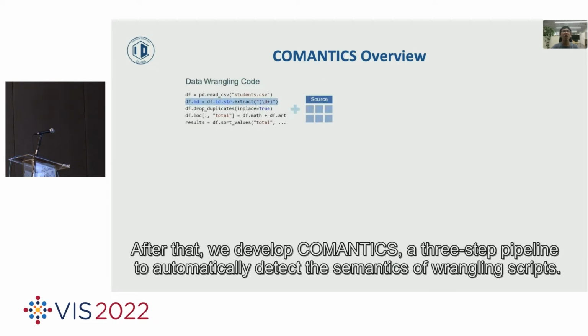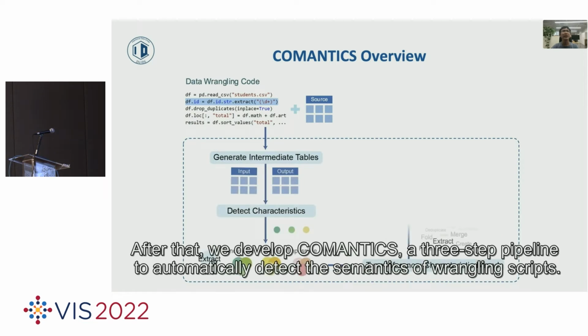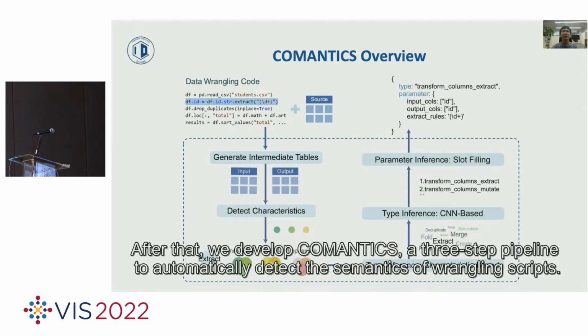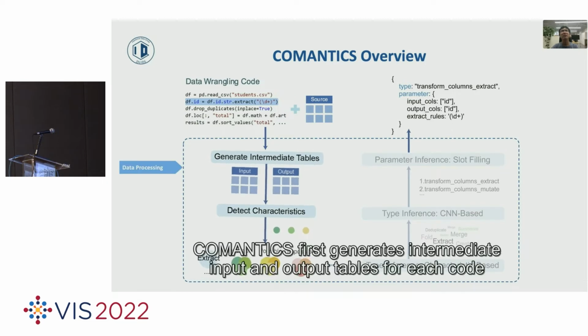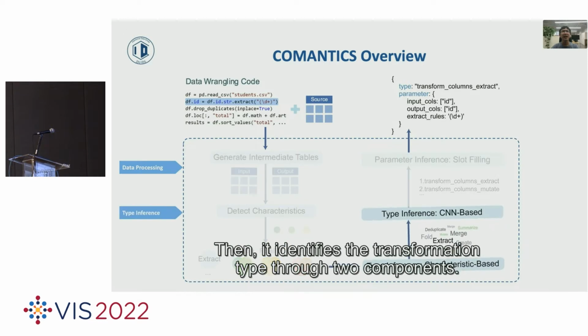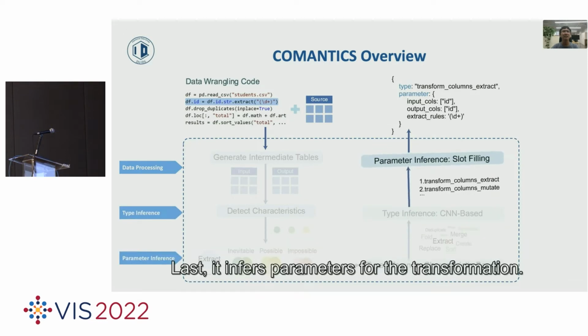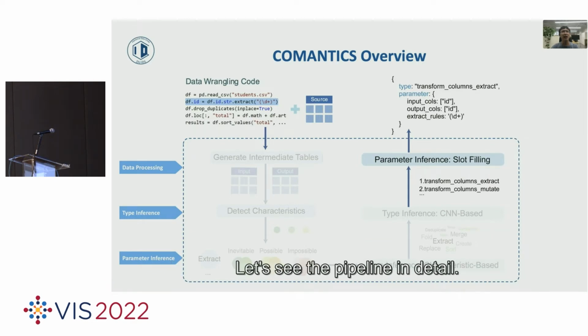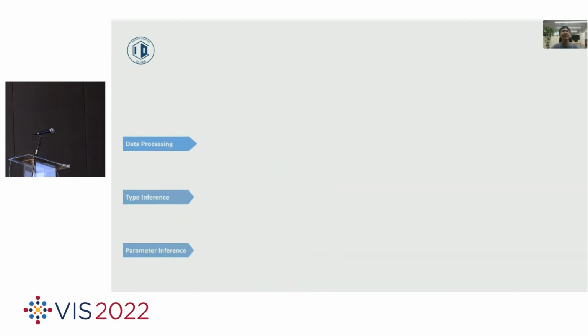After that, we develop Comantics, a 3-step pipeline to automatically detect the semantics of wrangling scripts. Comantics first generates intermediate input and output tables for each code and detects changes between them. Then, it identifies the transformation type through 2 components. Last, it infers parameters for the transformation. Let's see the pipeline in detail.